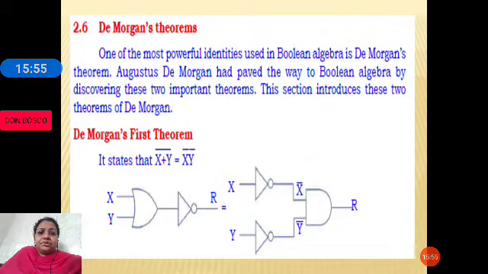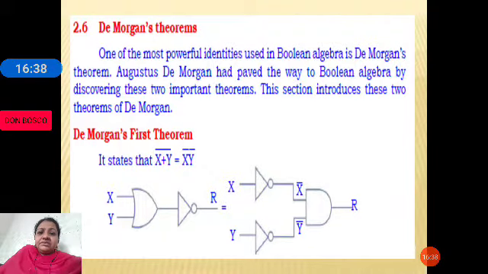to the next 2 important theorems of Boolean algebra, that is De Morgan's theorems. So along with Boolean theorems, there are 2 more important theorems given by De Morgan. So De Morgan, there are only 2 theorems. The first theorem states that if 2 variables are ORed and complemented, it is the same as complementing individual variables and ANDing them.